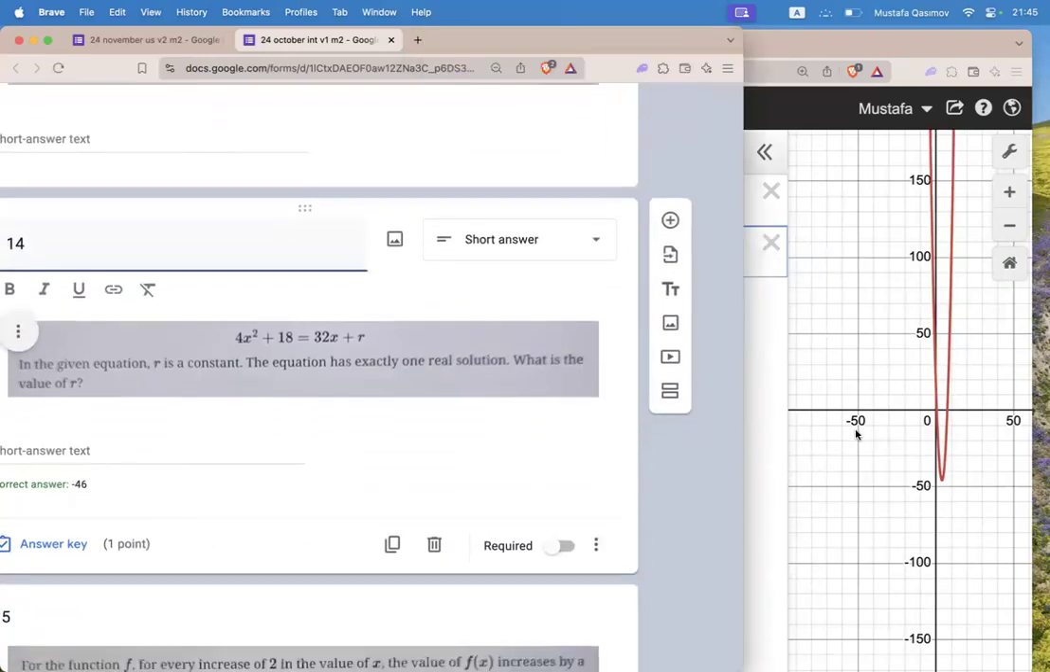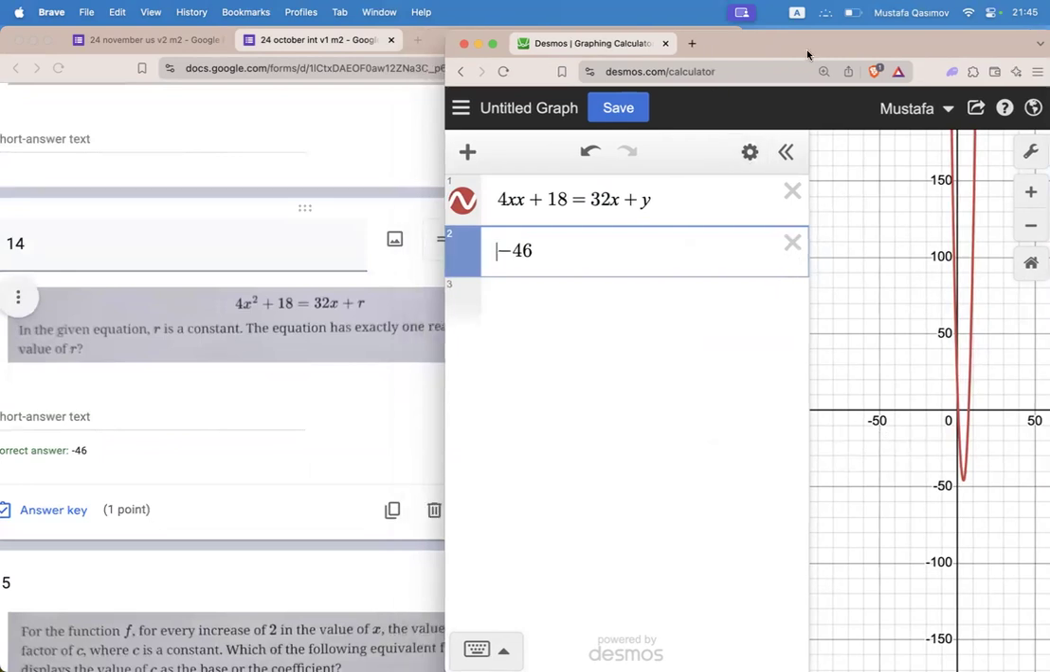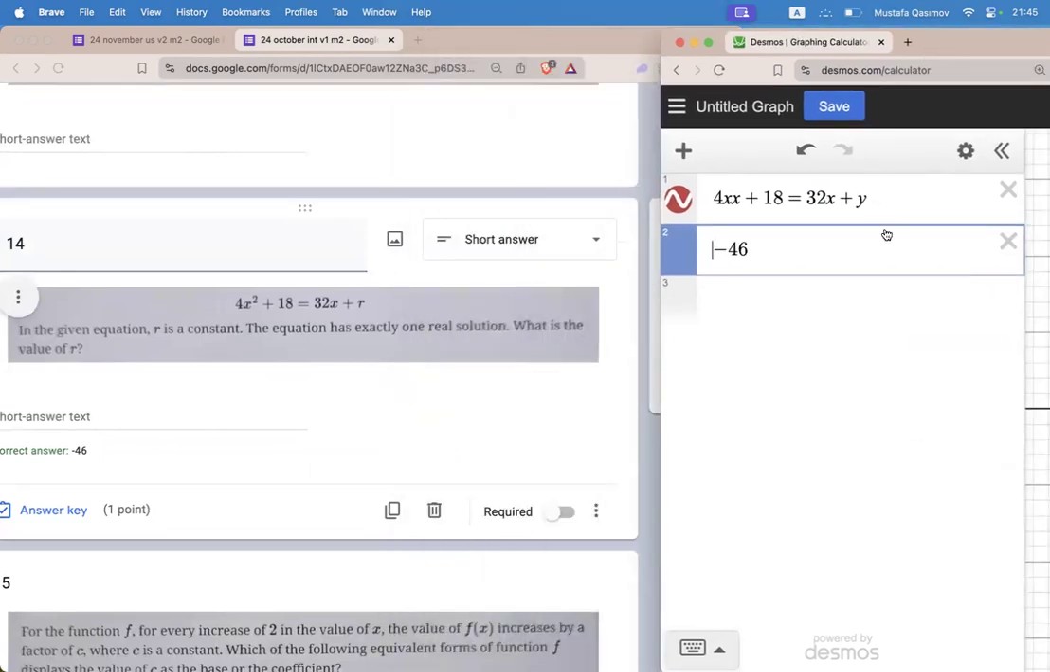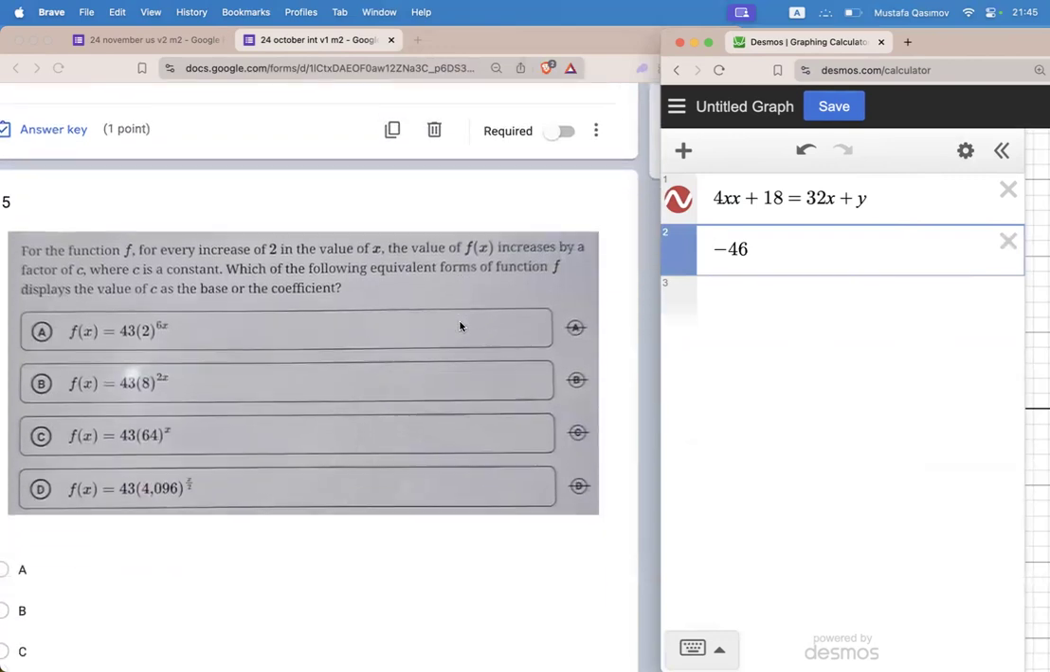Yes, you have to look at the turning point. No, you don't need to look at the intersection point.